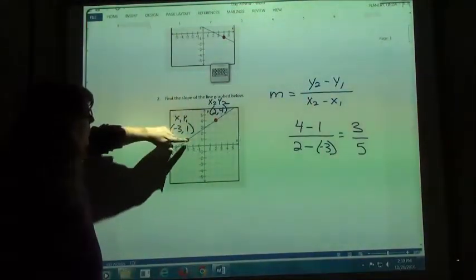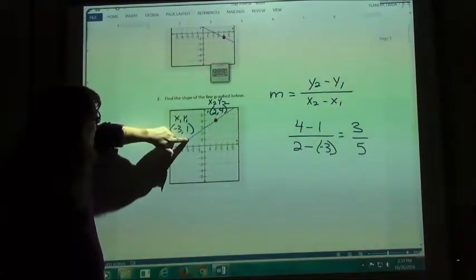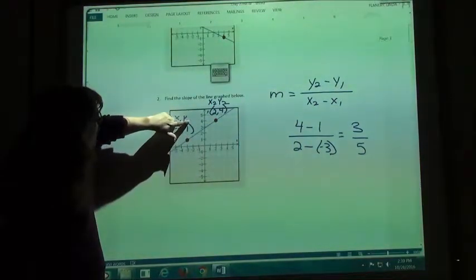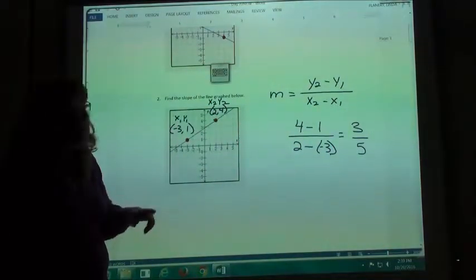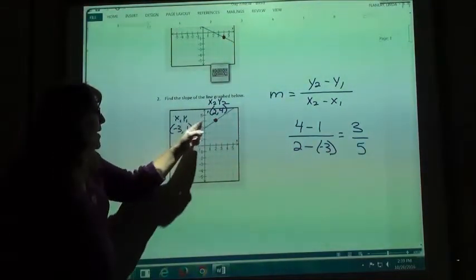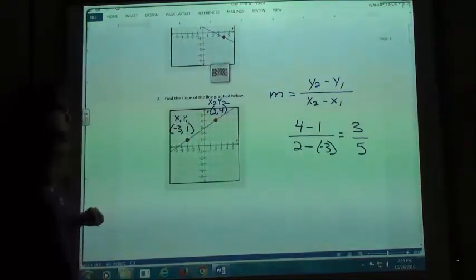So if I'm starting here and I'm going here, it means I'm going to go 1, 2, 3 up, 1, 2, 3, 4, 5 over, and sure enough, that's what I do. Up 3 and over 5. There's my slope.